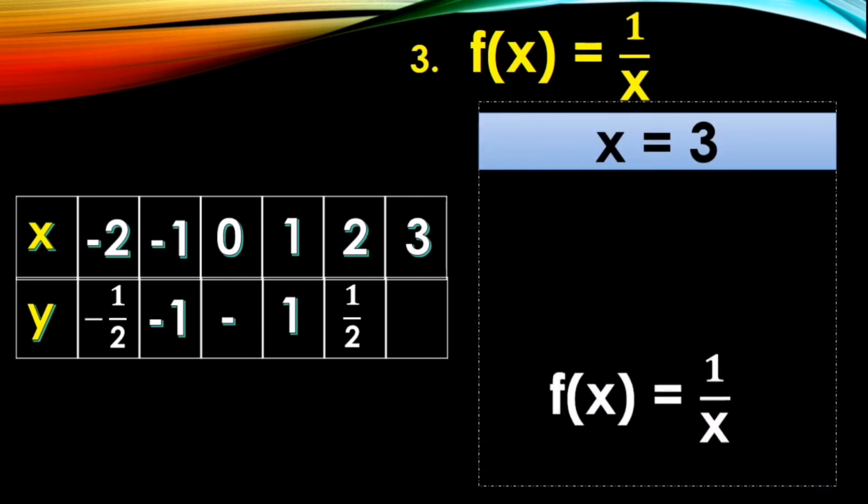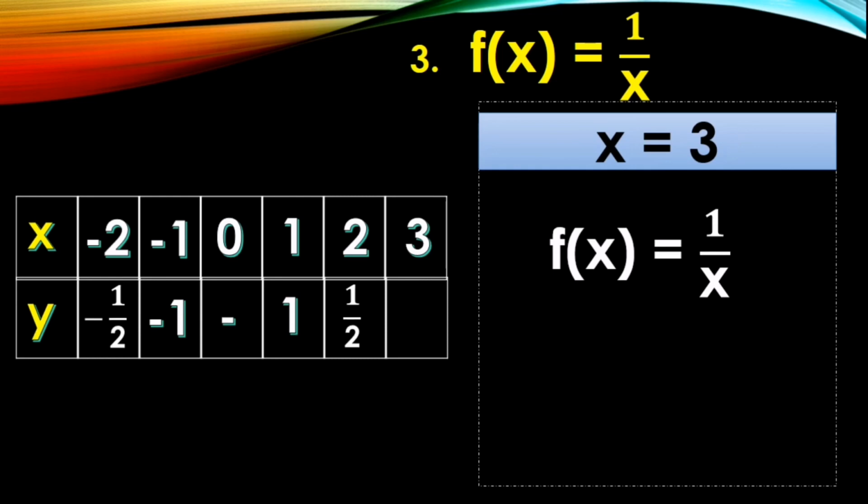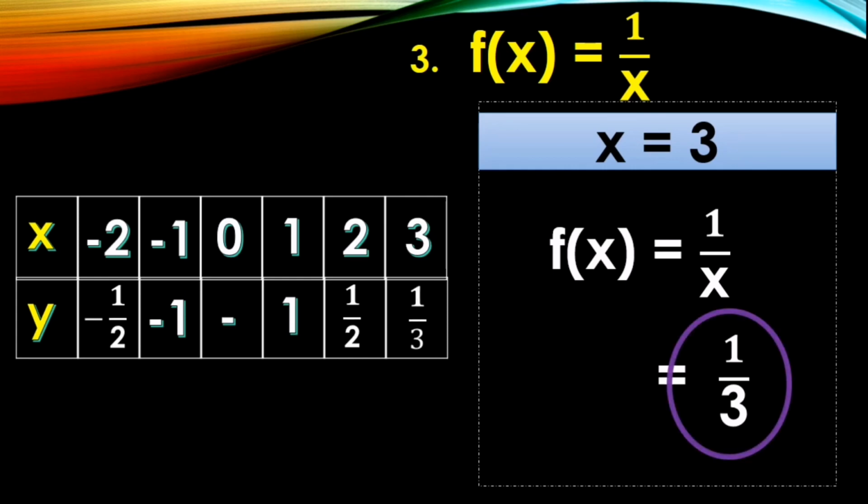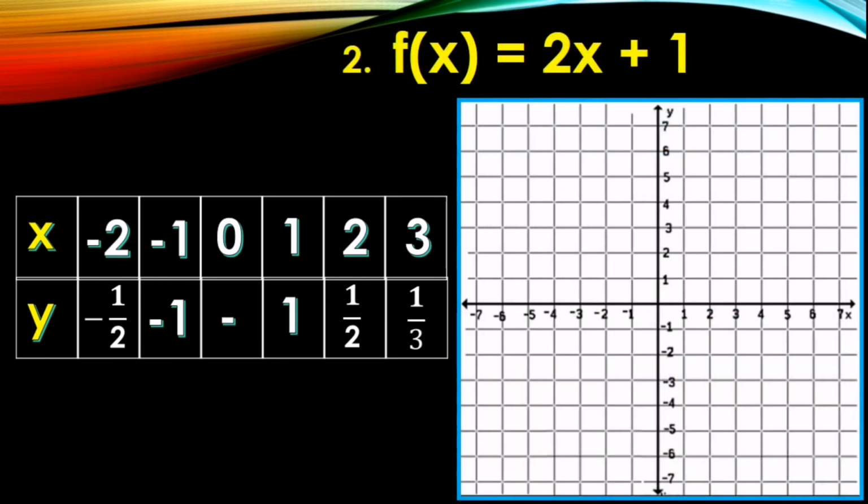x is equal to 3. f of x is equal to 1 over x. If x is equal to 3, then 1 divided by x will become 1 divided by 3. So if x is equal to 3, then y is equal to 1/3. We will plot the graph of f of x is equal to 1 over x in a Cartesian coordinate plane. So we have here the ordered pairs -2, -1/2; -1, -1; 1, 1; 2, 1/2; 3, 1/3.